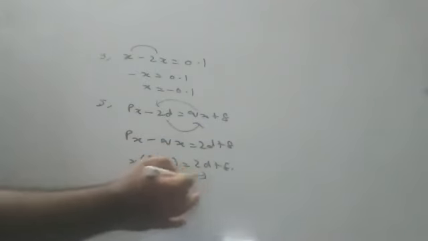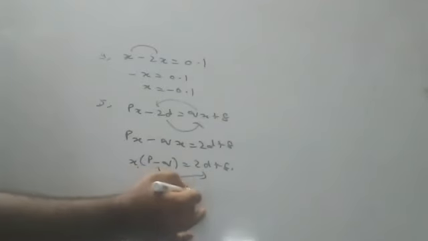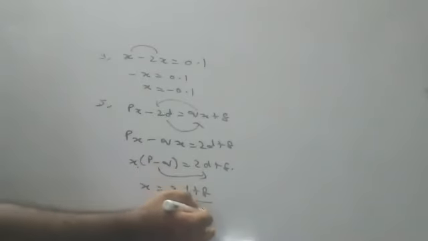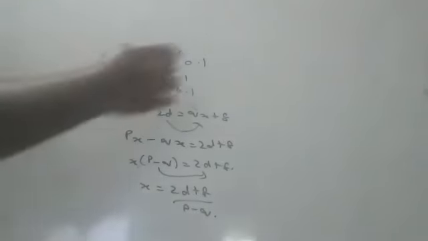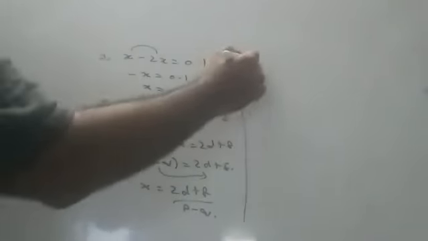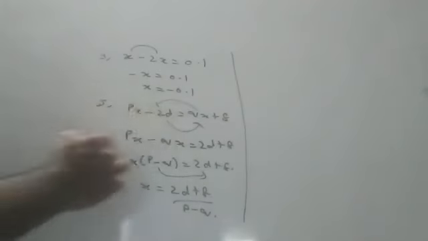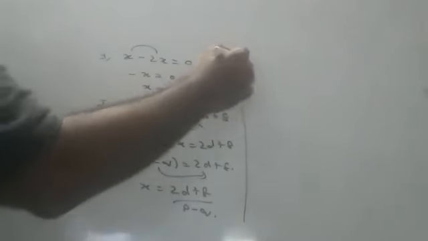X, if you keep here, x is equal to (2d + 8) by (p - q) is the formula. Okay, children, you may ask, sir, can you show d as a subject? Yes, I can show d as a subject also. Just for your information, I'm showing children. Keep d on one side, children. Bring d here and the remaining here.